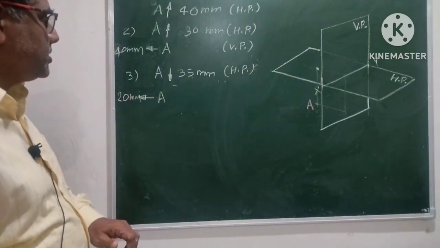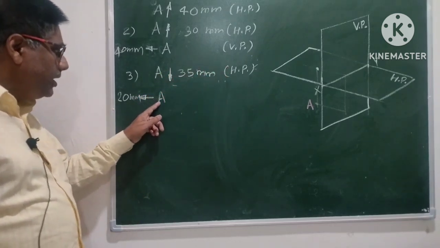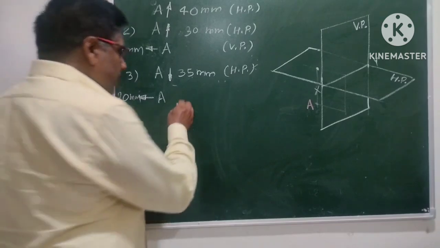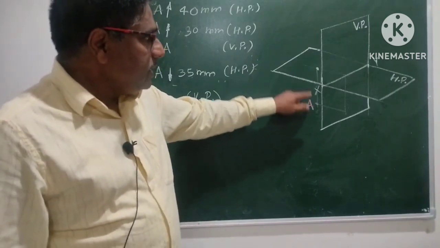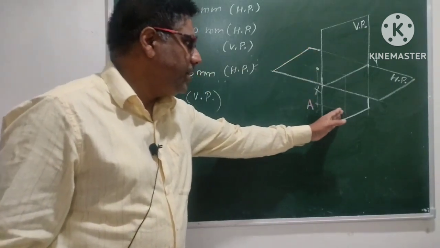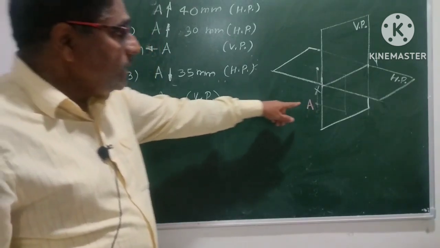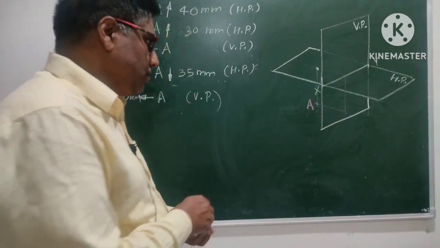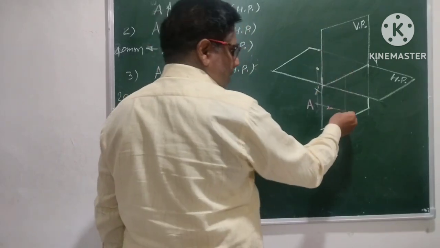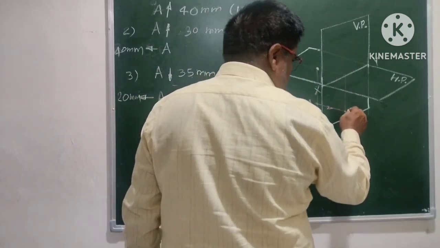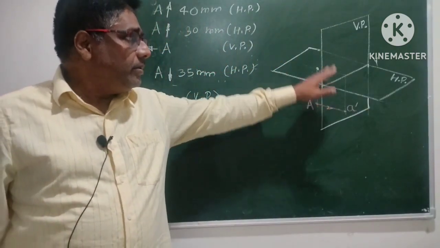In this problem, it is given that point A is 35 mm below HP and 20 mm behind VP. As the point is below HP and behind VP, it should be in the third quadrant. To get the front view of this point, we are supposed to project this point on the vertical plane. This will give you the front view, a dash. Now, where are we getting the front view? Below xy.